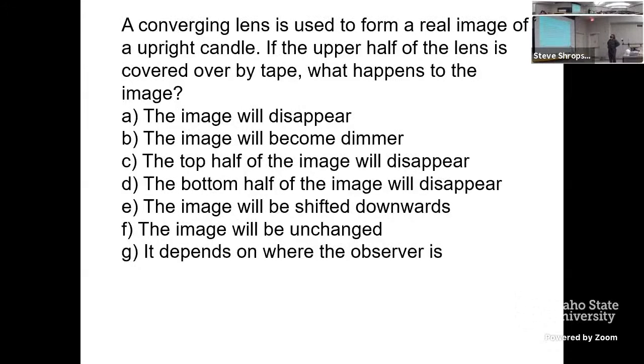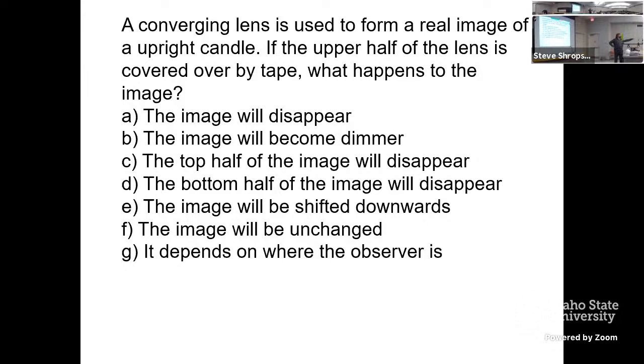So, a converging lens is used to form a real image of an upright candle. Well, basically what we have right here on the screen, a real image. And if the upper half of the lens is covered by tape, what happens to the image?